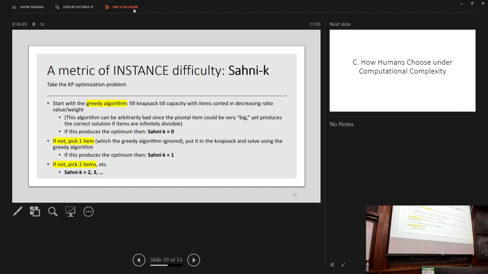And I should also add to that, this algorithm can be arbitrarily bad. You can easily write down examples where it can't even find 50% of the total value. Because the pivotal item, the item you can't put in there, may be very, very big. And yet it produces the correct solution if items are infinitely divisible. That algorithm is actually the correct one if you think the world is infinitely divisible, just like most of my colleagues in economics, by the way.